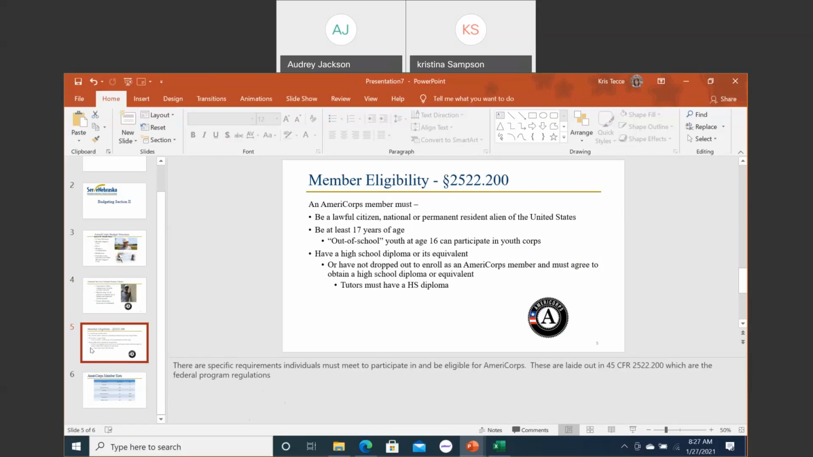Members also must have a high school diploma or its equivalent, or have not dropped out of school to enroll in AmeriCorps program. And they must agree to obtain a high school diploma or equivalent while they're working on service. Again, tutors might be an allowable cost if you have members that do not have a high school diploma. Again, these requirements are laid out in the specific AmeriCorps regulations, which are 45 CFR 2522.200. Again, they're federal program requirements specific to AmeriCorps.